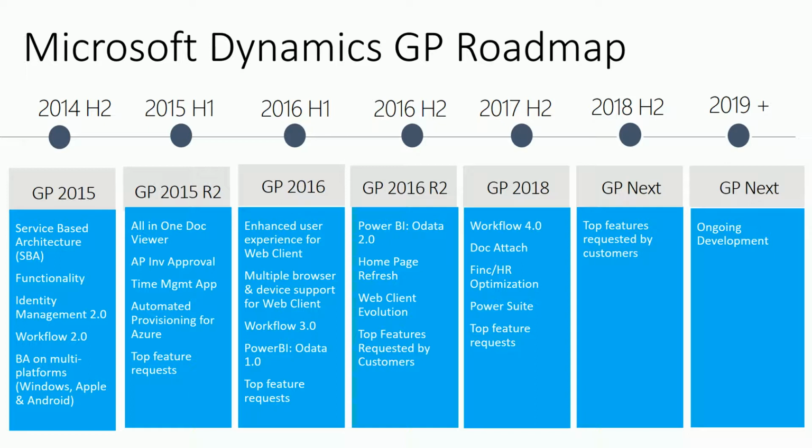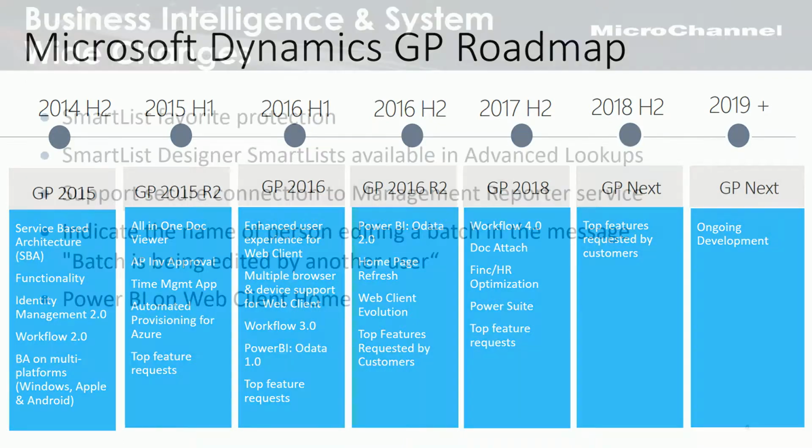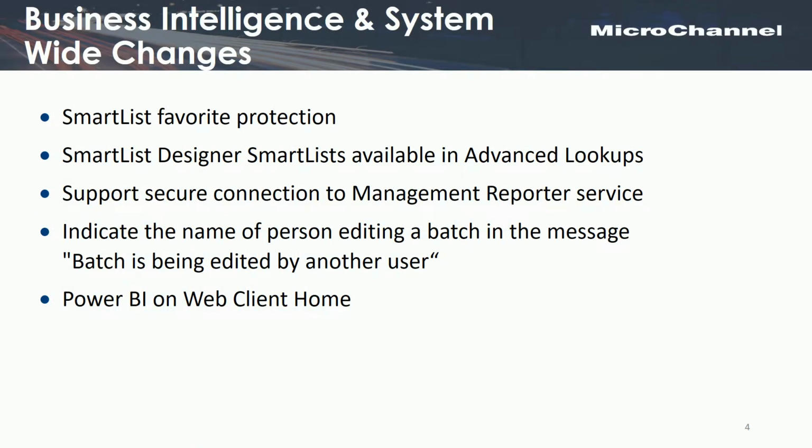In about a year's time, Microsoft will be releasing a new version of GP, which they currently codename GP Next. And approximately 2 years from now there'll be another release of GP, again called GP Next. So as you can see, Microsoft are committed to the ongoing development and enhancement of the GP application. But coming back to the GP 2016 R2 release, we'll now review the changes that have been included in it.